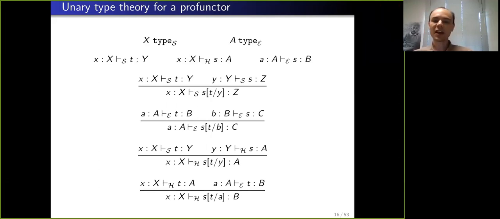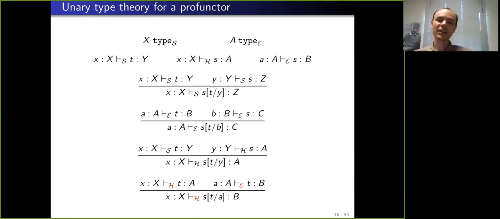We have 3 different kinds of cut or substitution rules, sorry, 4 different kinds. The first one gives us a composition in S. The second one gives us a composition in E. The third one gives us an action of the S morphisms on the heteromorphisms. And the fourth one gives us an action of the E morphisms on the heteromorphisms. Okay, so this type theory describes a profunctor between our category S and our category E, all by itself.